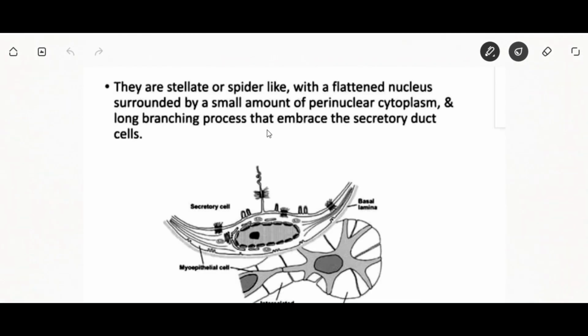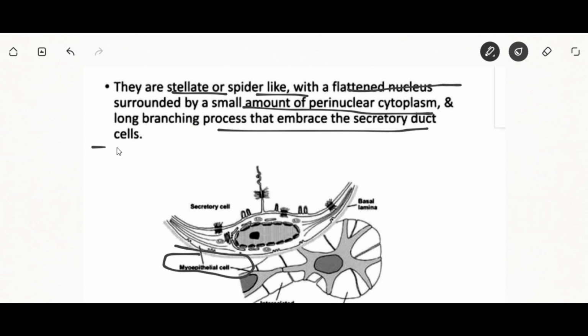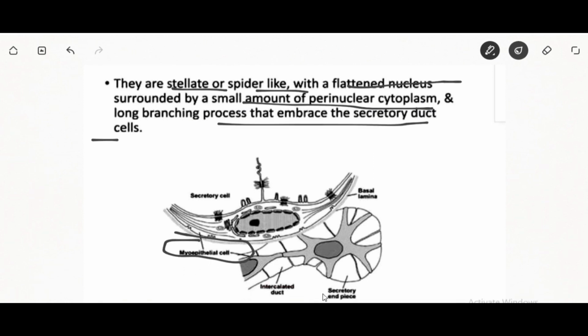These cells have an octopus-like structure situated in the intercalary duct. They are located between the basal lamina and the secretory or duct cells and are joined by desmosomes. They are stellate or spider-like, with a flattened nucleus surrounded by a small amount of cytoplasm and long branching processes that embrace the secretory duct cells.